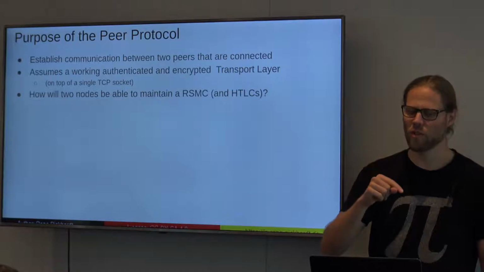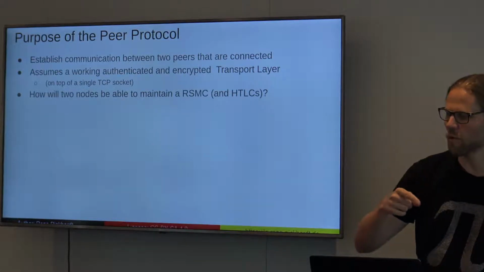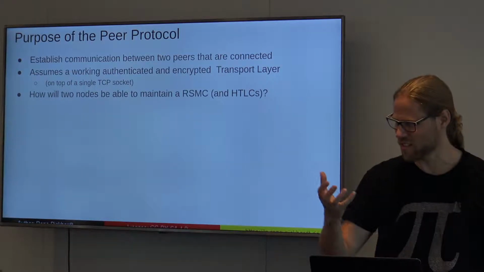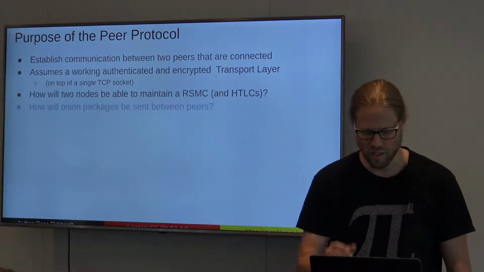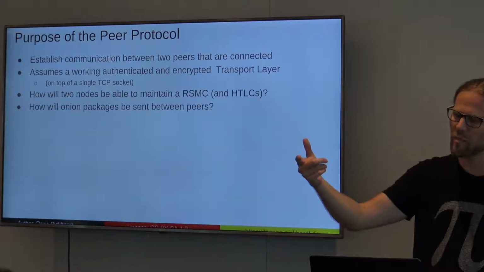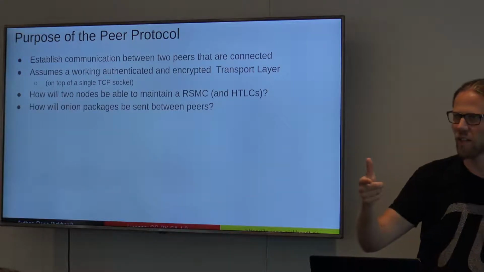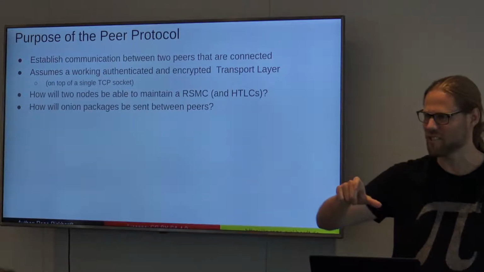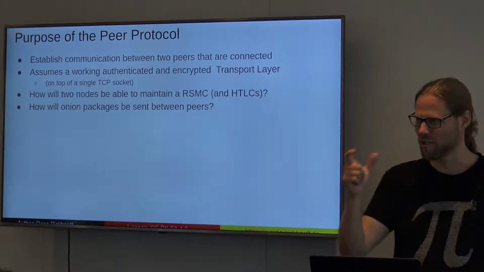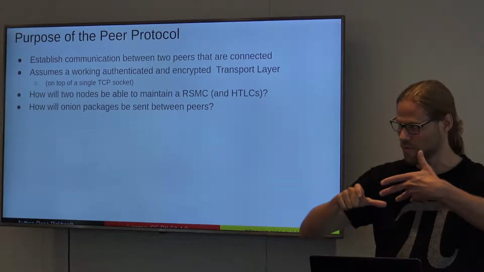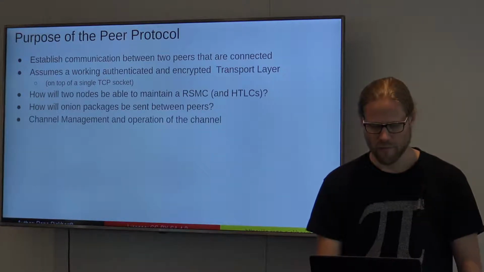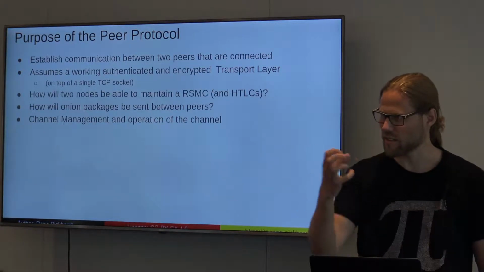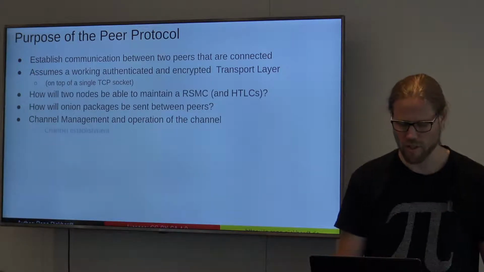So how will two nodes actually be able to maintain the revocable sequence maturity contract and the HTLCs, right? I mean, that goes a little bit in your direction, and part of this I will already answer. Also, how will onion packets be sent between peers, right? I think this morning somebody was a little bit surprised that the onion was part of a Lightning message and that there was double encryption basically, because the onion is encrypted and then the Lightning message is encrypted again. And then we have the channel management and the operation of the channel, right? Which is basically how do these two interact with each other?